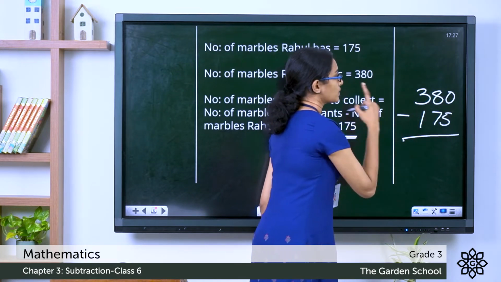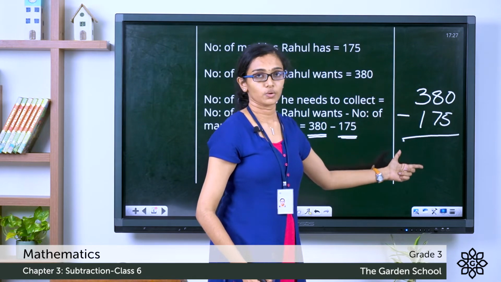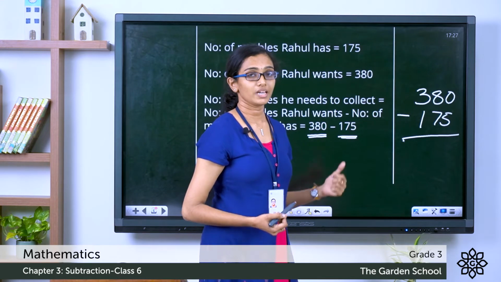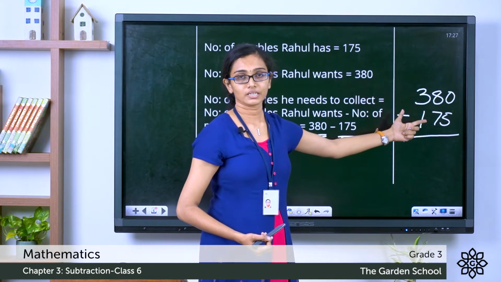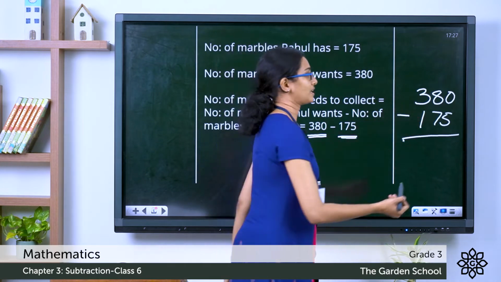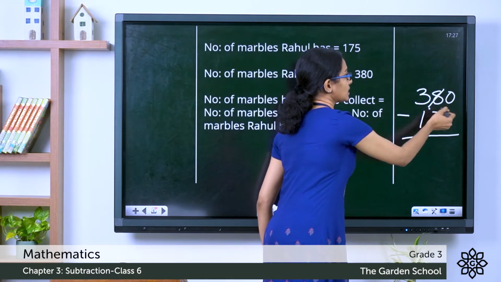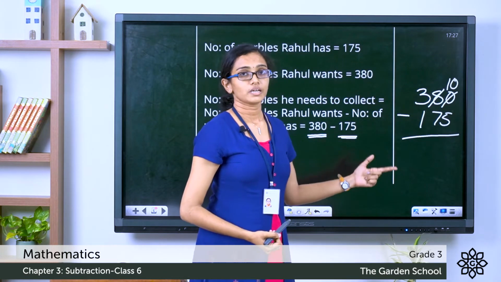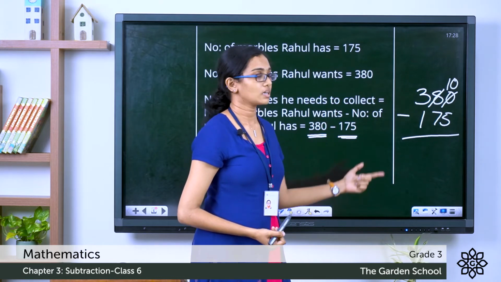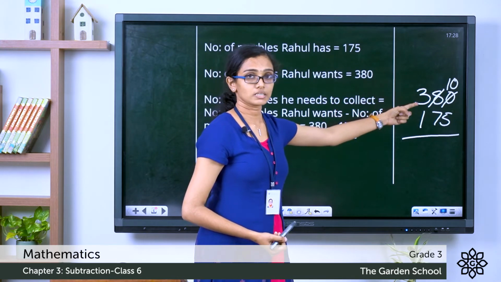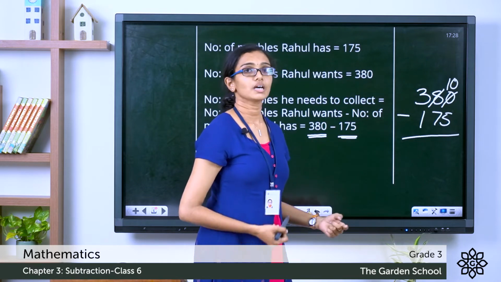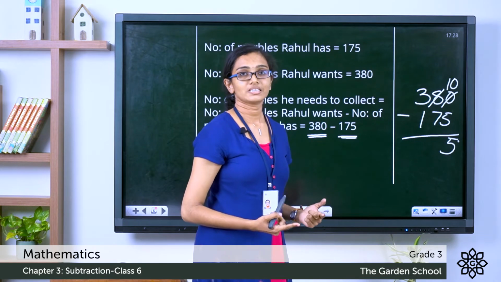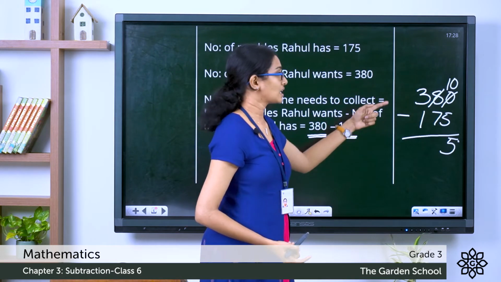In the ones place we have 0 minus 5. Can we take away 5 ones from 0 ones? No, right? So what do we do? We borrow 1 ten from the tens place and give it to the ones place. So 1 ten, when it comes to the ones place, becomes 10 ones. So in the ones place we have 10 ones now. 10 ones minus 5 ones, what is it? It is 5 ones.